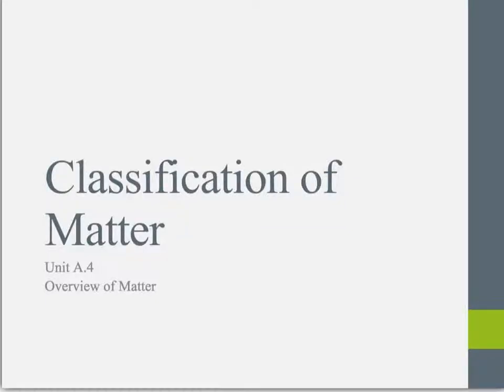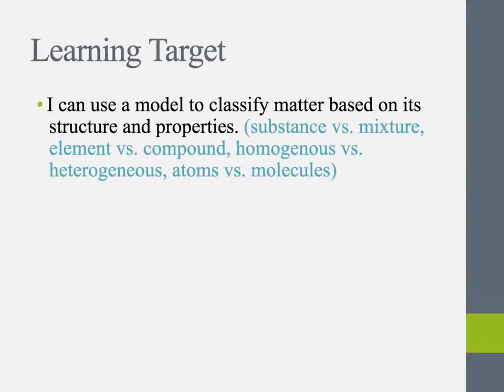We're going to start talking about matter. We need to know what matter is and how to classify it. The goal for this lesson is that you can use a model to classify matter based on its structure and its properties. So basically you should know the difference between a substance and a mixture, an element or a compound, different kinds of mixtures, homogeneous or heterogeneous, and the difference between atoms and molecules.